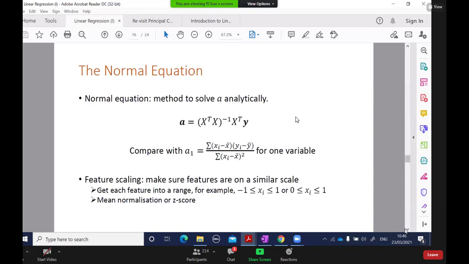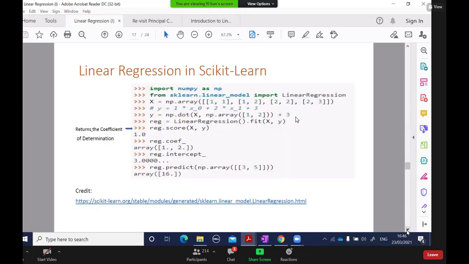Okay, so now the really last part about linear regression in sklearn. How do you use it?